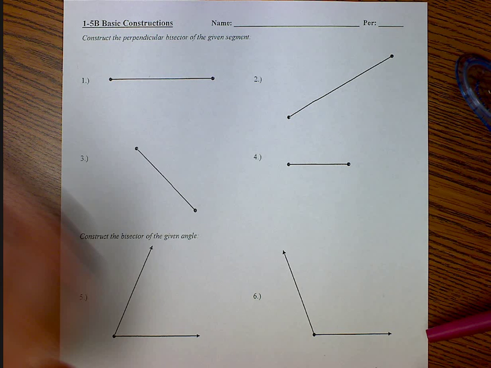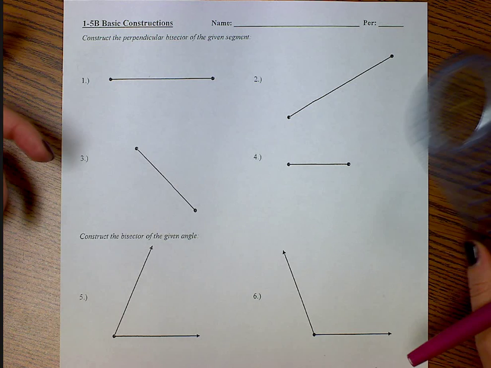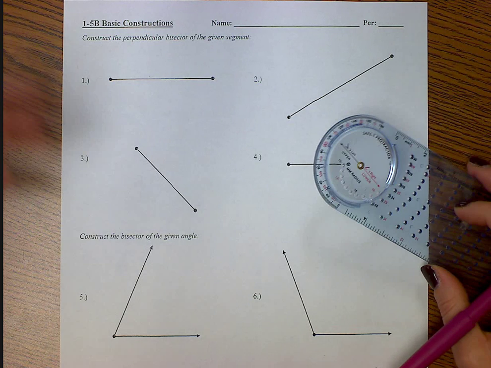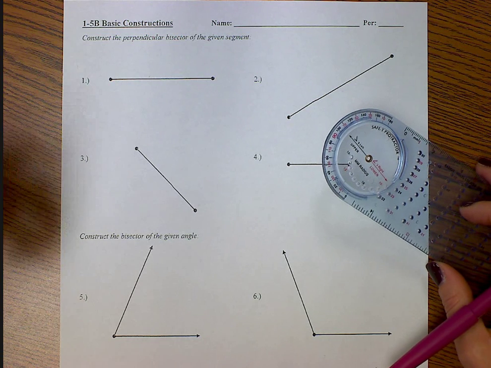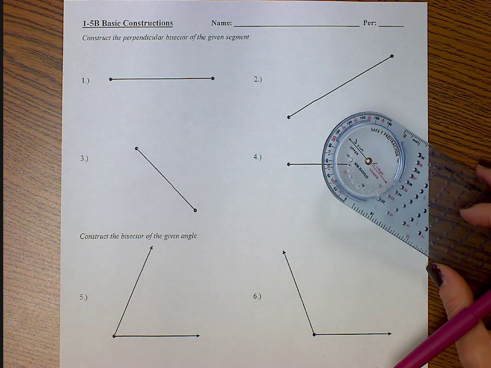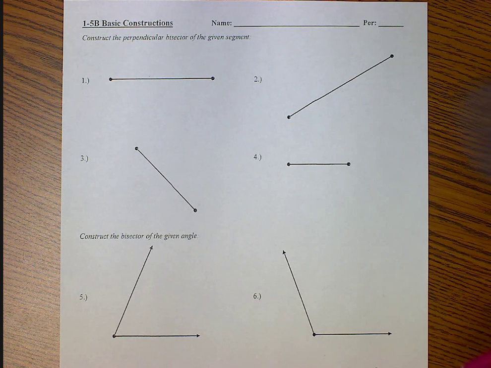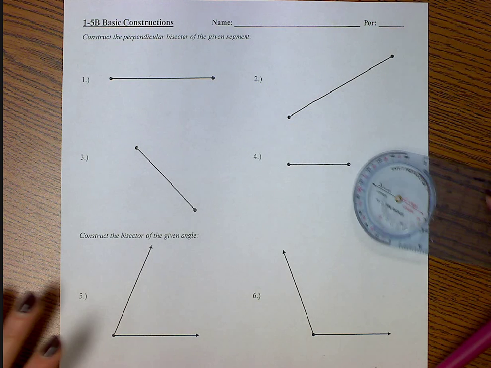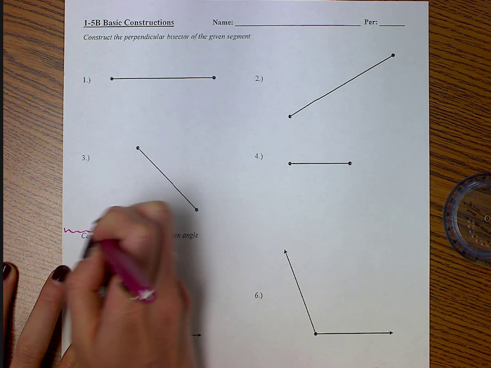So I'm going to do the same thing I did last time. I'm going to do one of each type with you. If you feel like I'm going too fast, feel free to pause the video, rewind, rewatch it. But like I said, I'm only going to do one of each, and you'll be responsible for the rest of the sheet. So I'm going to separate the paper.